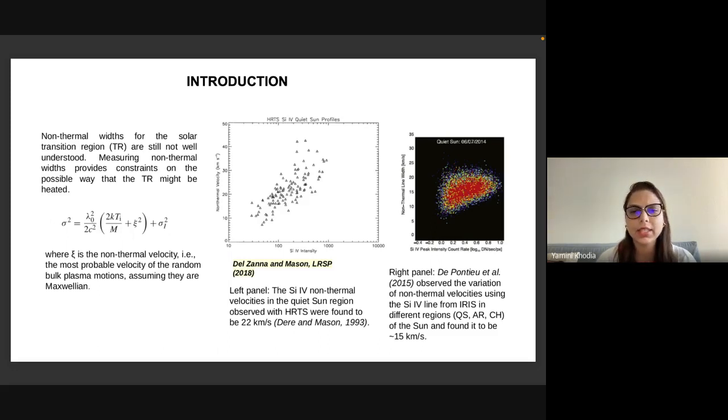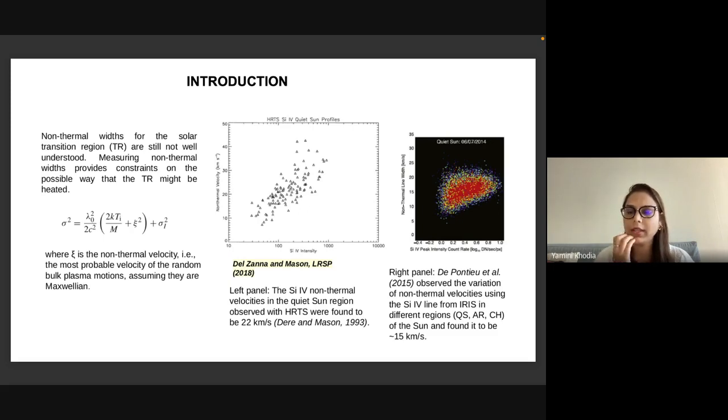There have been earlier studies where Dere and Mason 1993 reported non-thermal velocities in the quiet Sun region using HRTS observations and found the average non-thermal velocity to be 22 kilometers per second. And then there has been a recent study by IRIS where De Pontieu et al. studied the Silicon IV line from IRIS to study different regions like quiet Sun, active region and coronal hole, and found it to be 15 kilometers per second. Another highlight of the paper was to study the spatial resolution effect on such observations.